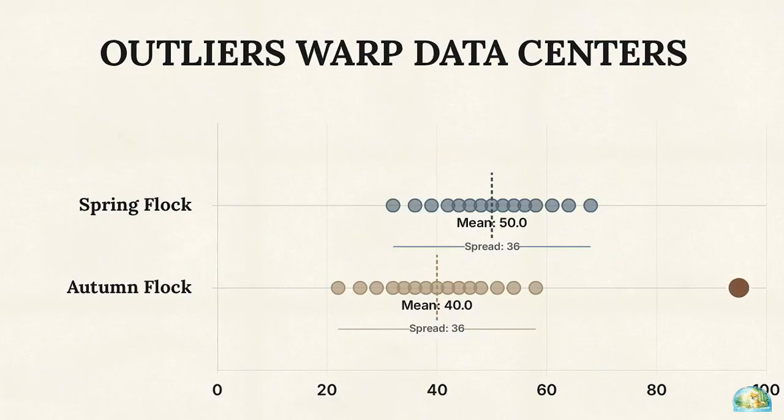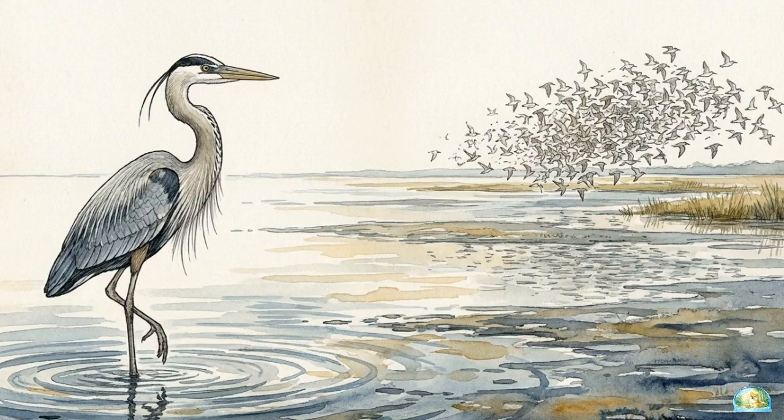Watch for the outlier. One unusually large record can stretch the range and tug the mean, shifting the data. By identifying these outliers and describing the spread, we can explain what is actually happening with the animals we're tracking.